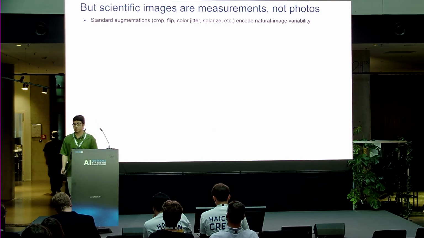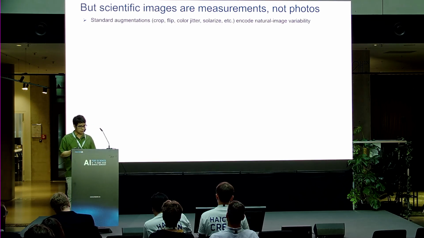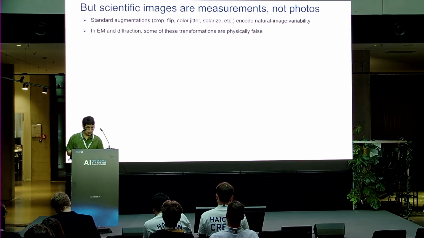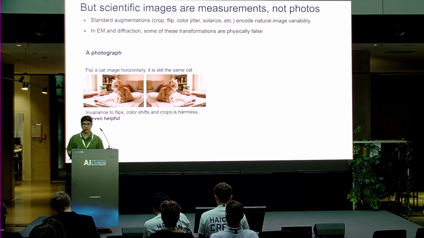But scientific images, such as electron microscopy, are measurements and they are not photos. So those standard augmentations won't work well. In electron microscopy and diffraction, some of these transformations that you apply on natural images and they work well will basically destroy the physics behind those images in the scientific domain. For example, if you have a cat image, you horizontally flip it, it will still be a cat. And these invariances in the natural image domain are not only harmless, but they even help the model to learn better representations.